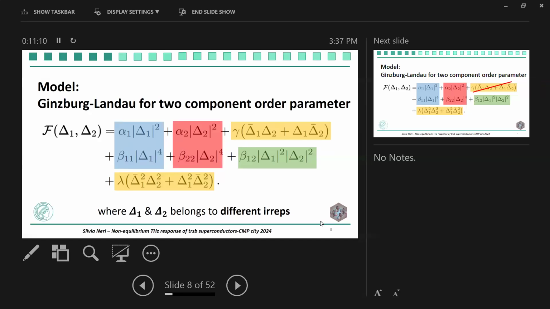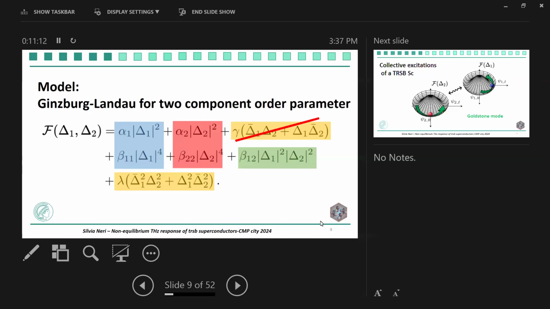interaction, right? Now, if delta 1 and delta 2 belong to two different irreps, which is what usually happens in the case we're going to consider, also if they belong to a multi-dimensional irrep, then the first order term goes away, ruled out by symmetry reasons, so we are left with these interactions.